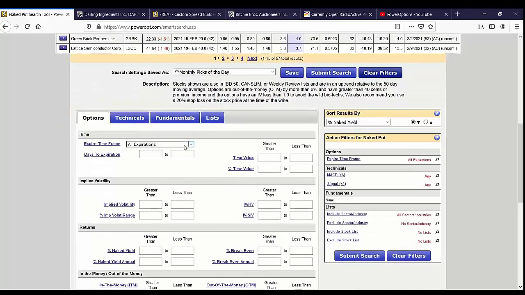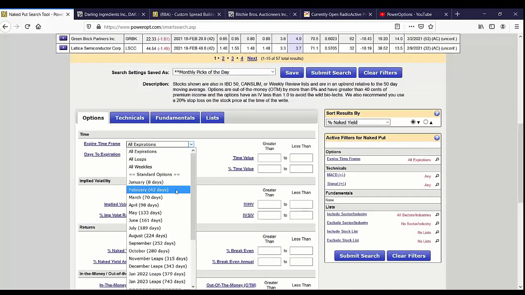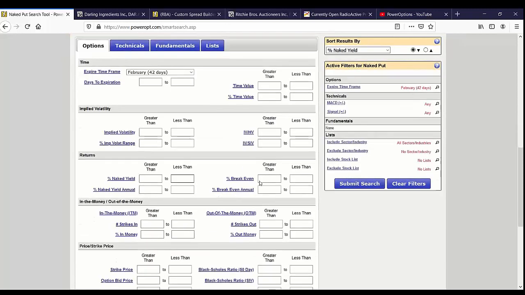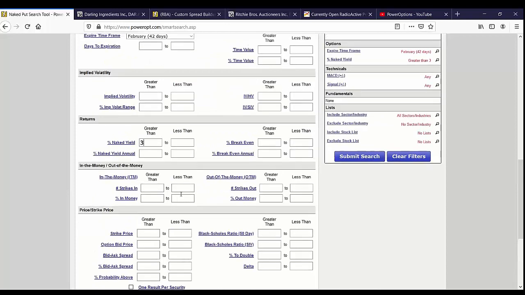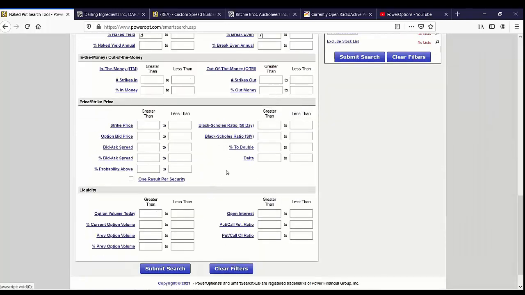Let's look out to February. Standard expiration. I'm going to want a 3% naked yield. We're going to put in just some base criteria here. I'm going to ignore the in the money, out of the money range for the moment, Robert. Things I would normally look for other than that: 7% to break even. No, we're going to worry about time value, volume, open interest.